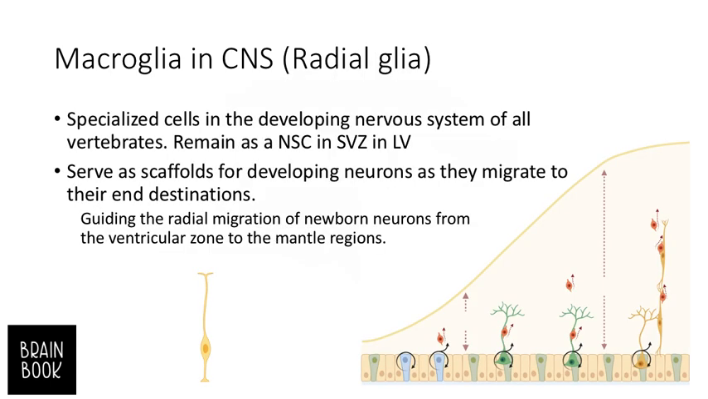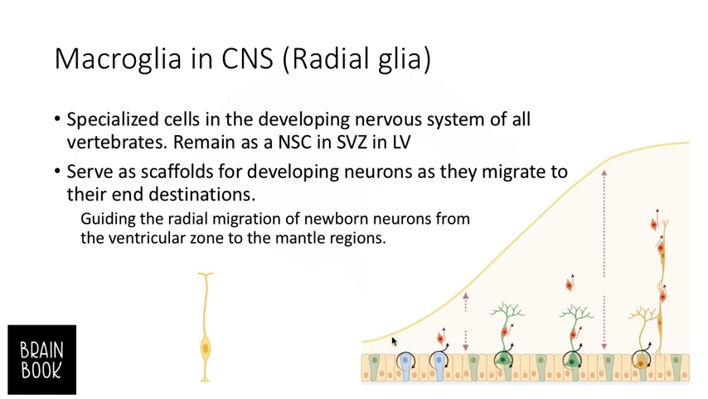Another group of glia cells in the central nervous system are radial glia cells. As is obvious, the radial glia are radiated. They are long cells that are radiated in the subventricular zone of the lateral ventricle. As we will talk about in the next presentations, we have different ventricles in our brain, and one of them is the lateral ventricle.